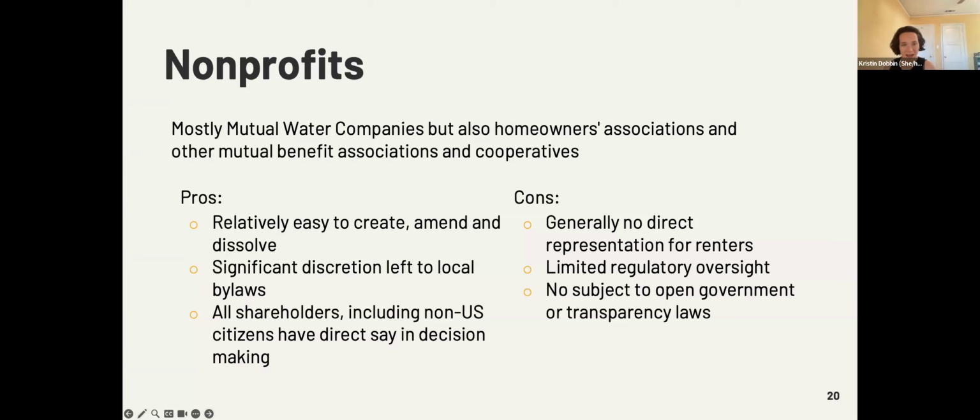But on the drawback side, generally, there's no representation for renters. There's some opportunities for proxy voting, but really mutual water companies are directed by homeowners. There's also limited regulatory oversight of mutual water companies, which can be a downside, especially if service isn't up to what residents are hoping for or want. And again, these nonprofits are not subject to open government and transparency laws.